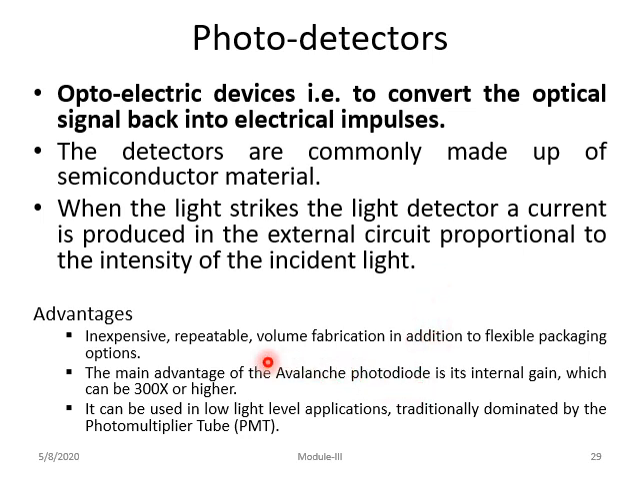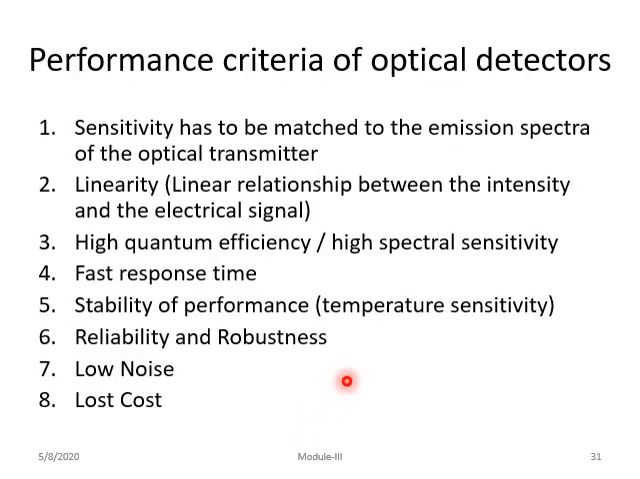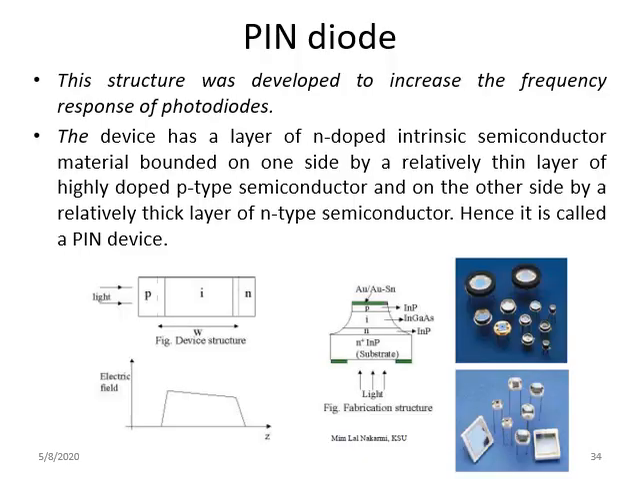So we have some advantages. As I mentioned earlier, inexpensive, repeatability, and volume fabrication. And suppose I use one type of photodiode method, the avalanche photodiode, it has high internal gain, and low light level applications can also be handled, as a photomultiplier. So the performance criteria to decide how an optical detector can be chosen are sensitivity, responsivity based on the quantum efficiency, fast response time, cost, noise, robustness, reliability, and stability of performance. All these factors are very important.